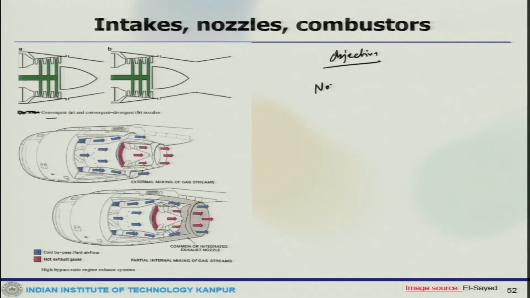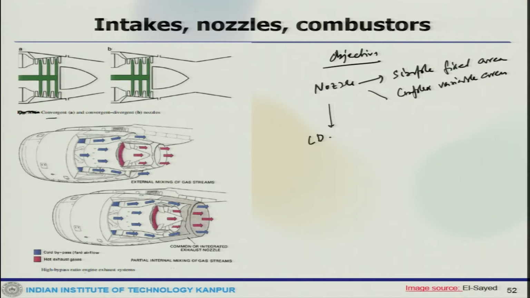Now, the nozzle can be classified in two ways: simple fixed area, or complex variable area. A second classification is convergent divergent type or convergent type only. Also, geometry-wise it can be axisymmetric or 2D. So, there are different kinds of nozzle.